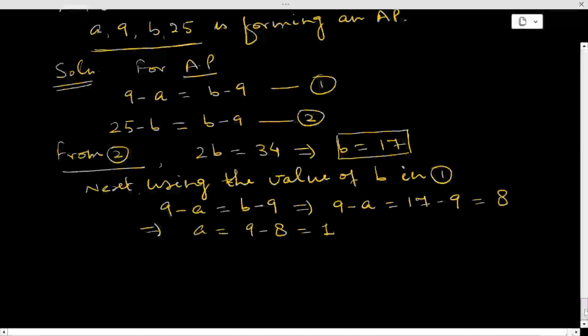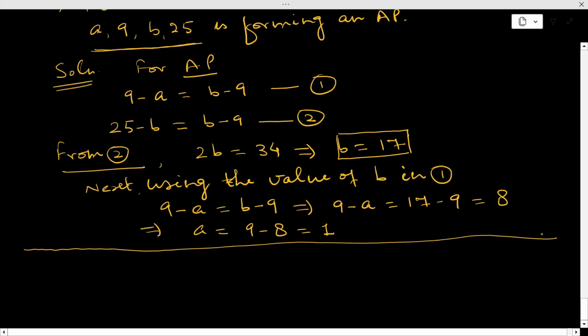So in this way we can find out the values of unknowns if we are provided the information that some arrangement like this, A, 9, B, 25, is forming an AP.